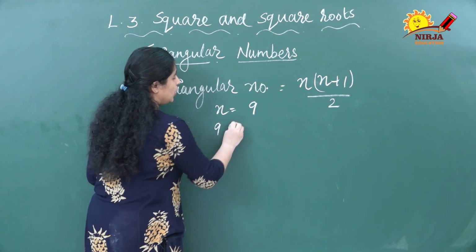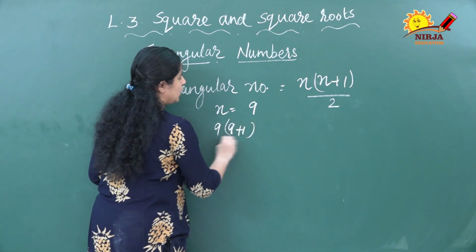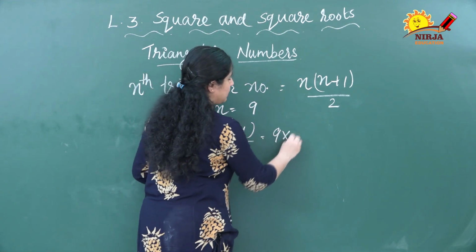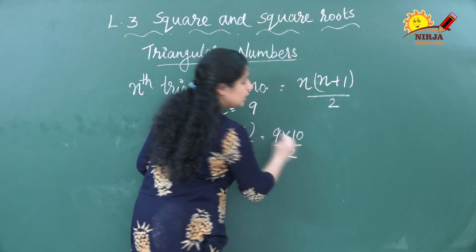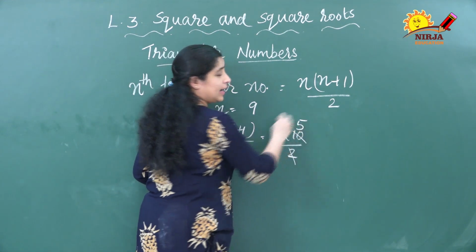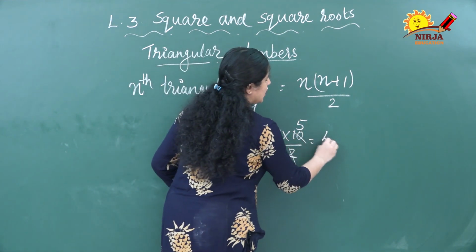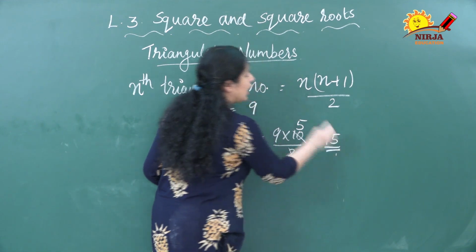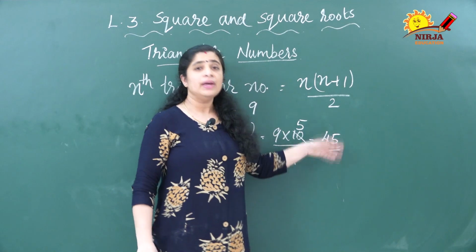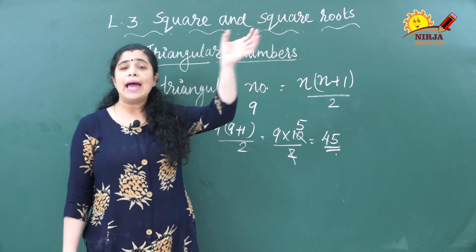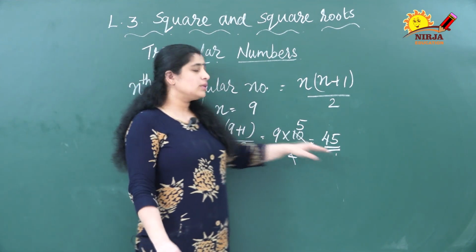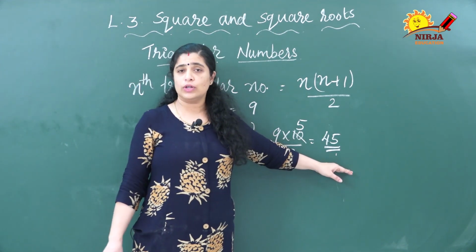9 into 9 plus 1 by 2, that is equal to 9 multiplied by 10 by 2. You can divide 10 by 2, you will get 5. 9 5s are 45. So the 9th triangular number is 45. This is easy, no need to add the consecutive numbers. Directly you will get the 9th triangular number, that is 45.